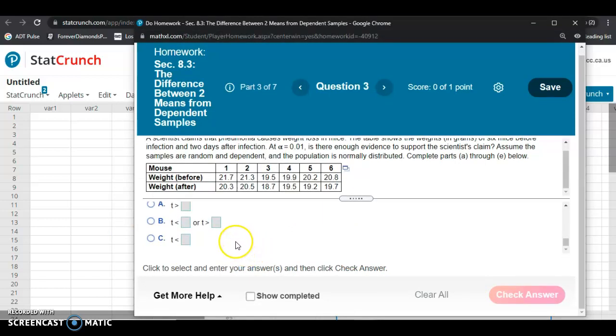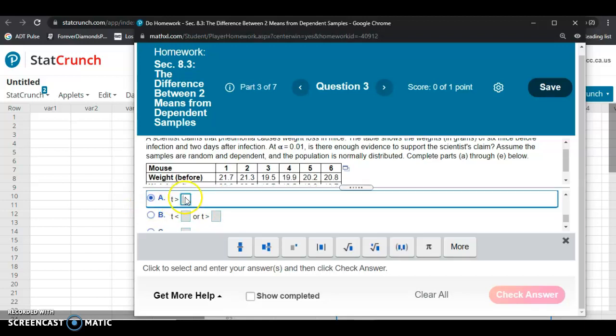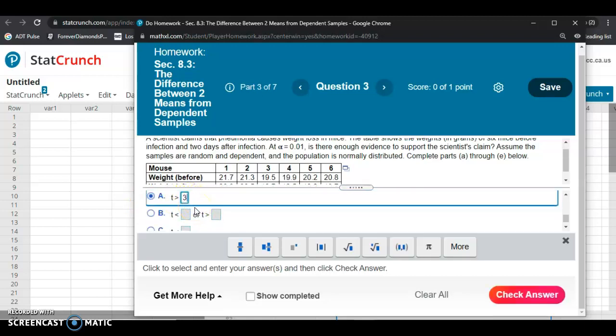Since this is a right-tailed test, it means the rejection region is in the right tail. Answer choice C is when the rejection region is in the left tail, which it's not, and answer choice B is when you have a two-tailed test, so you have 2 critical values. Answer choice A makes the most sense, where it's got the greater than symbol. So select answer choice A, and then type in the critical value in the answer box, so 3.365.